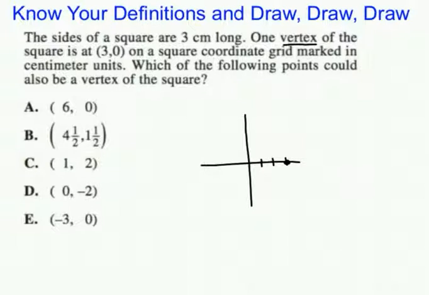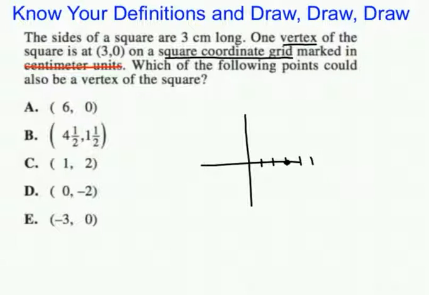So it says on a coordinate grid that's square, which is not super important. I doubt they would try and confuse you with that. It also has a little bit of TMI going on, so we want to read carefully. Centimeter units, who cares? We don't. So it says which of the following points could also be a vertex of the square. So if you're looking at several points, why not plot all of them?